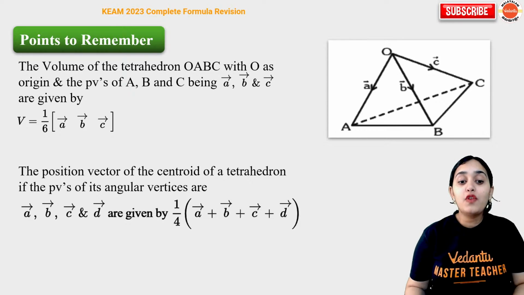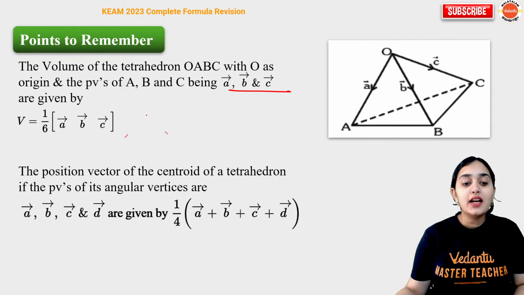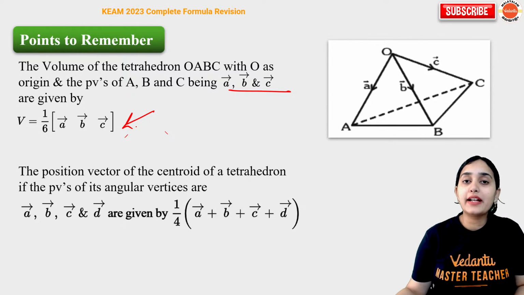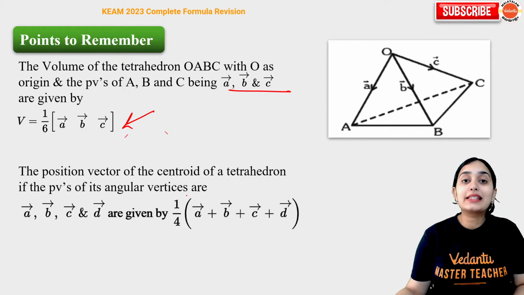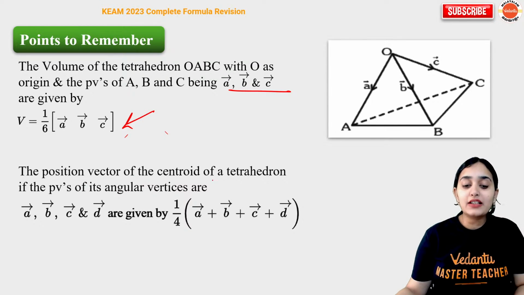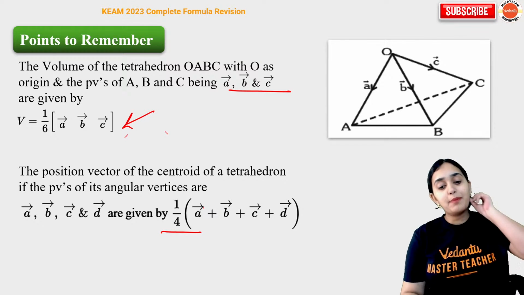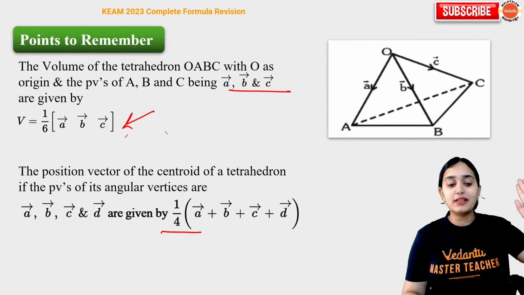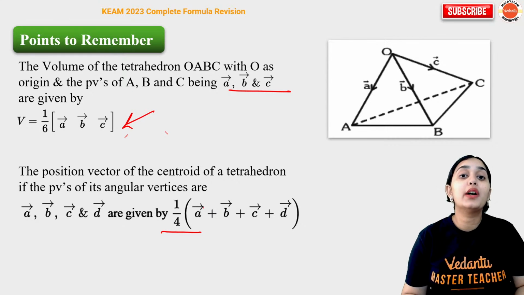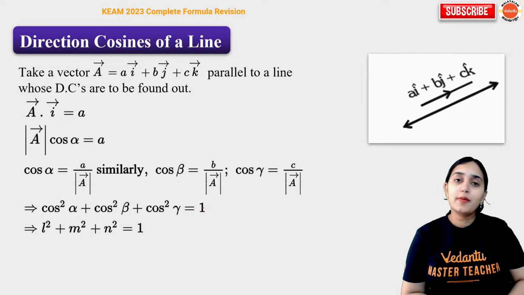Alright, next is volume of a tetrahedron OABC with O as the origin and position vectors of A, B, C given by the vectors. You can use this formula to find out the volume of that tetrahedron. Basically, scalar triple product formula. Okay. Similarly, position vector of the centroid of the tetrahedron can be given by 1/4 of A plus B plus C plus D vectors, where A, B, C, D are the vertex corners. Okay, so that was about vectors.